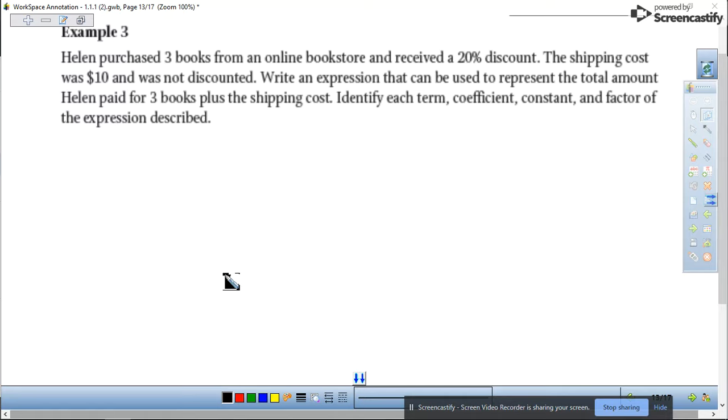Okay, this problem has got a lot going on. Always the first place to start is, what don't I know? Is there a variable and what does it represent? So I know she purchased 3 books. I know she got a 20% discount. I know she had to pay shipping cost of $10. The thing that I'm looking for that I can't seem to find is, how much did each book cost? Now, one thing we're going to assume here is that she bought them all for the same price. So let's say the cost of the books was X.